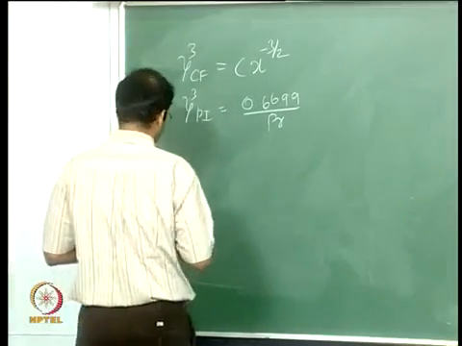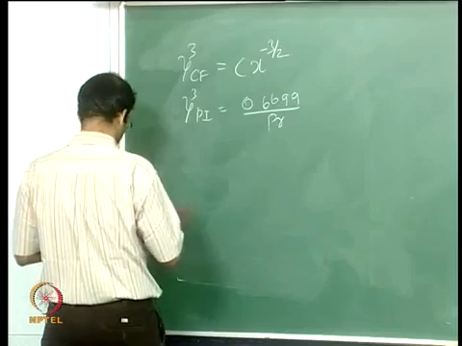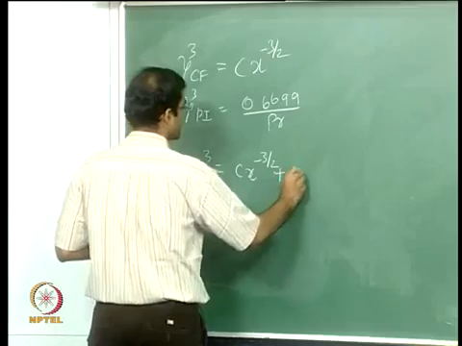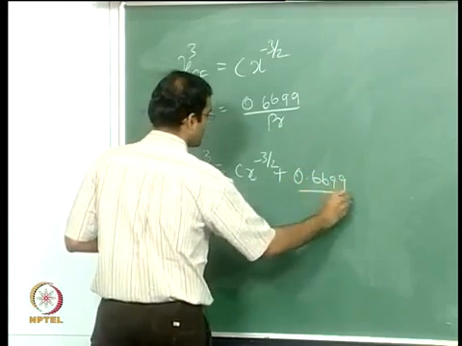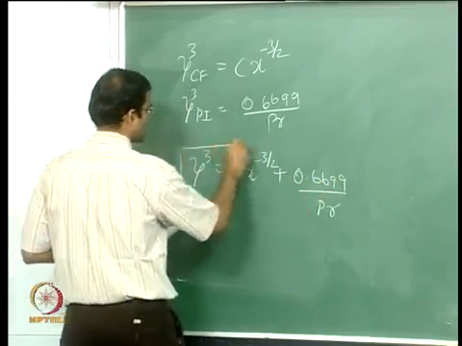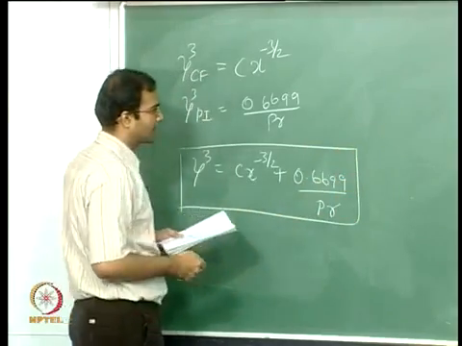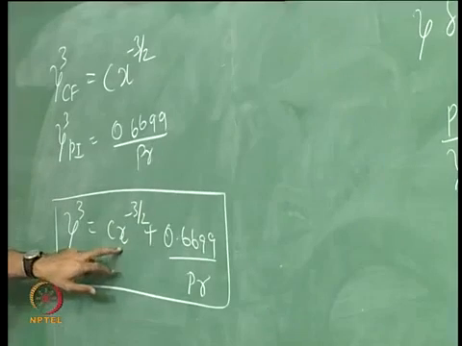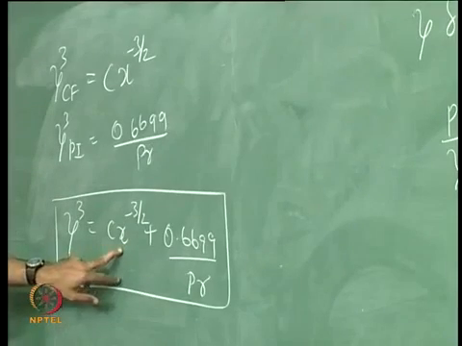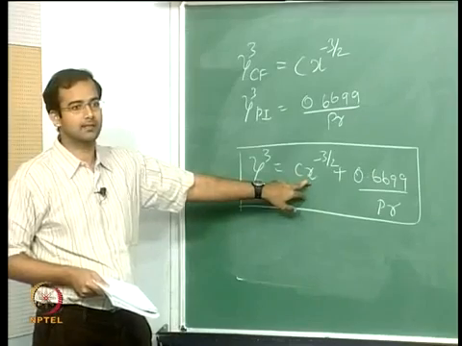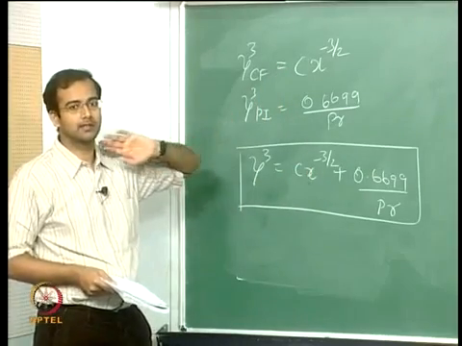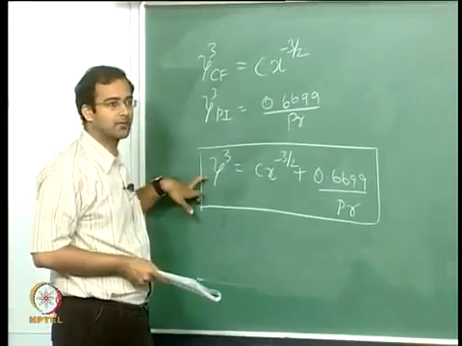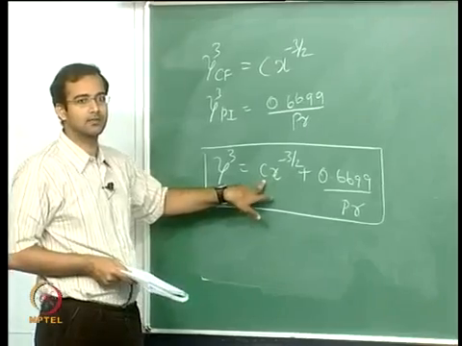So from this, your final solution will be zeta cube equals C x power minus 3 by 2 plus 0.6699 by Pr. So this is your final solution. Now, if you had an unheated starting length, then you could have substituted that at x equal to x naught, zeta equal to 0. But for the present case, we'll assume that it is heated right from the beginning. Therefore, at x equal to 0, zeta equal to 0. Therefore, this constant has to be 0.